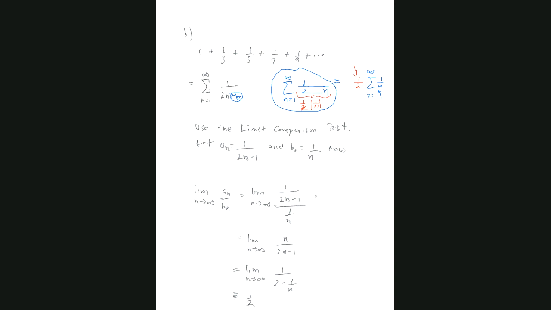So a sub n will be 1 over 2n minus 1. b sub n is 1 over n. And I'm going to look at the limit as n goes to infinity of the ratio of a_n over b_n. And I rewrite that in a nice way, and you get 1/2.